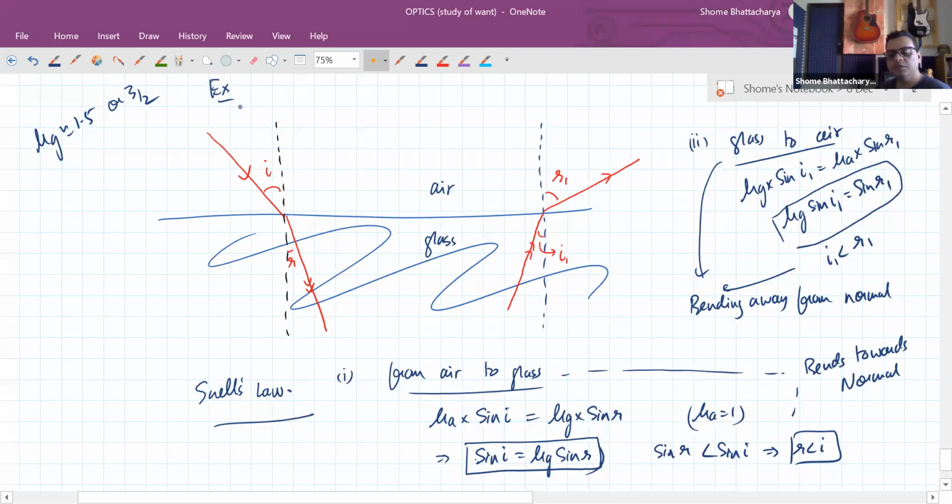It's a more general principle and we'll come to that. So what Snell's law tells us is that when light goes from rarer to denser medium, then it bends towards the normal, and opposite, when denser to rarer medium, it bends away from the normal.